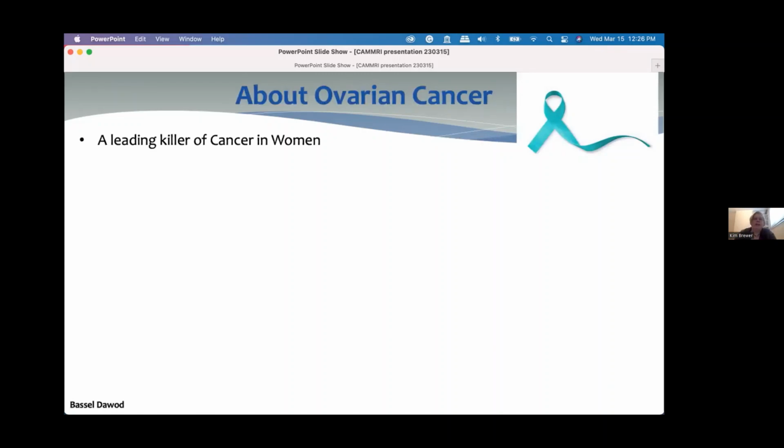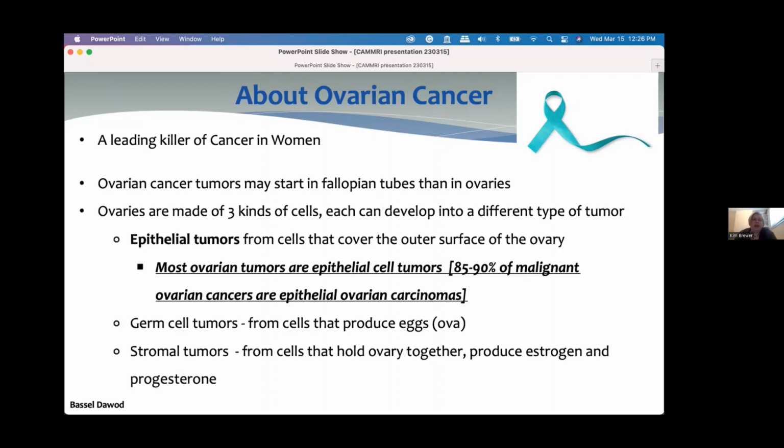Ovarian cancer is one of the worst types of cancer for women in terms of death. It can start in either the ovaries or the fallopian tubes, and there are 3 different kinds of cancer. Epithelial tumors are the most common.